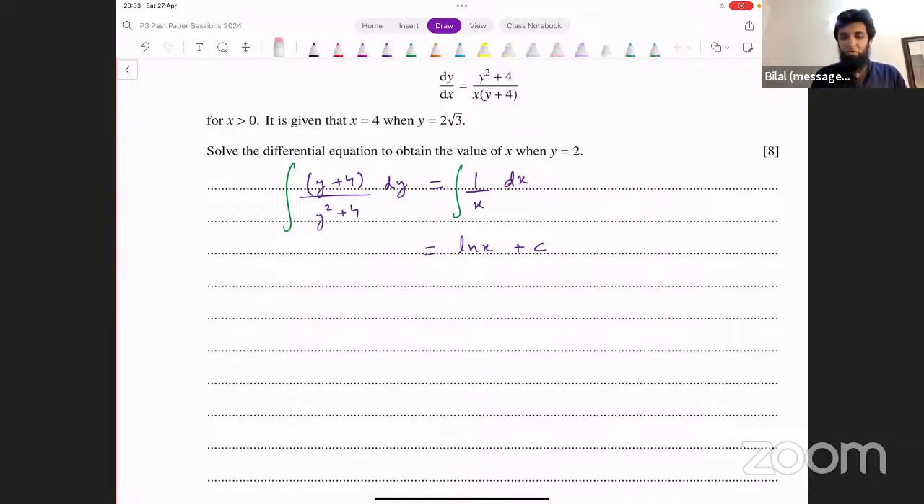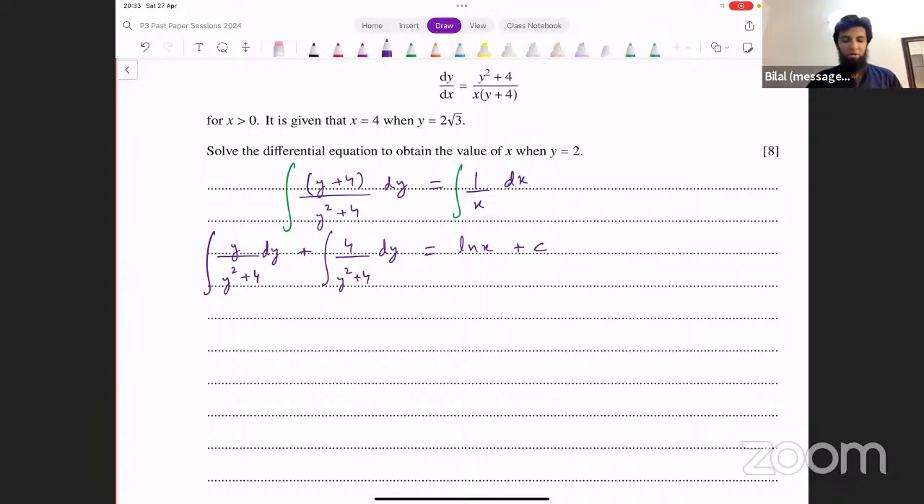We can split the numerator and write it as 2 separate fractions. We can say this can be written as y over y squared plus 4 plus 4 over y squared plus 4. We can write this as 2 separate fractions like this, splitting the numerator. Okay, and now we can integrate each of these fractions separately with respect to y.